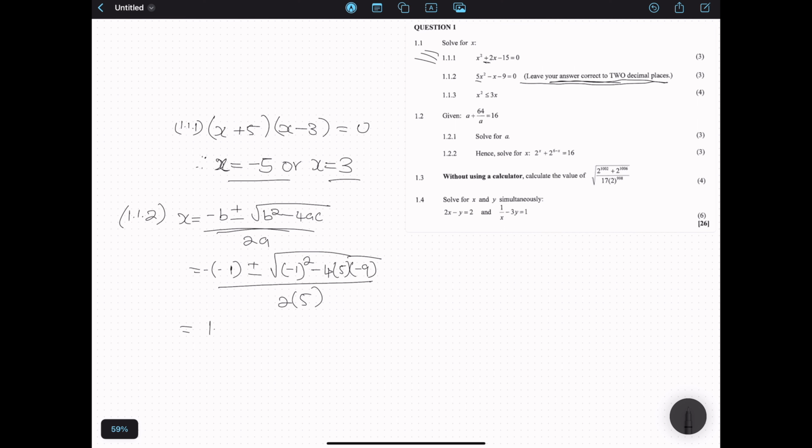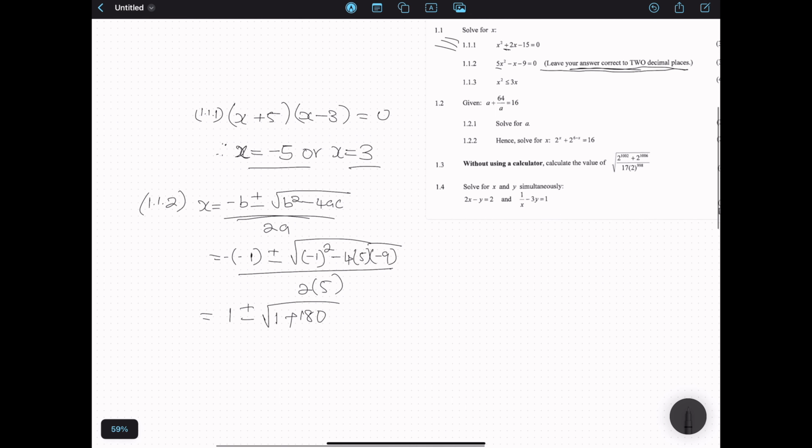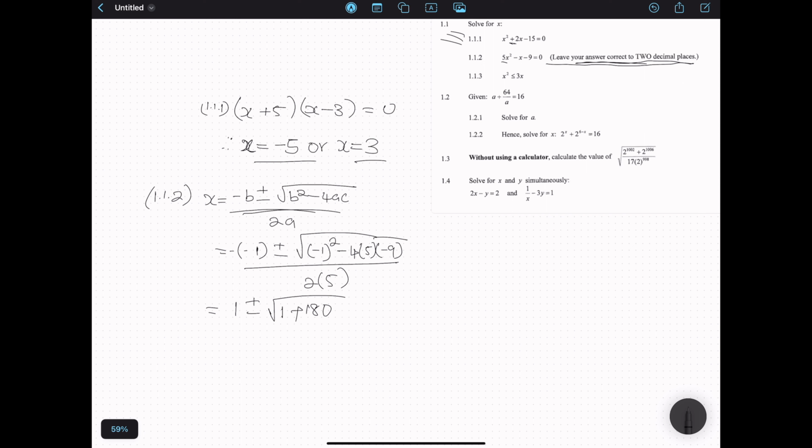This is going to be 1 plus or minus. Minus and minus is positive. Then we're going to have 1 squared. Then when we do this, it's going to be plus 108. Right? Let me see, 4, 5, 9. Yeah, 20 times 9 is going to be 180, divided by 10. Therefore, x is equals to 1 plus or minus the square root of 181 divided by 10.